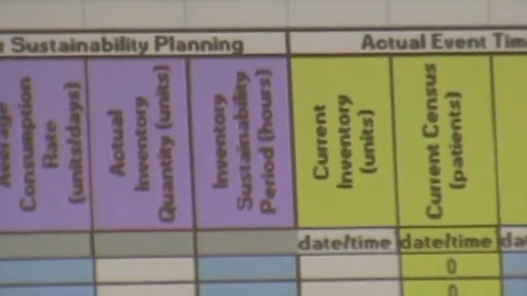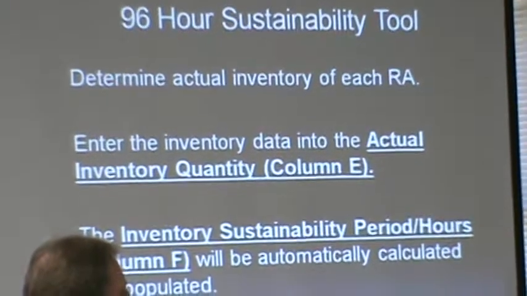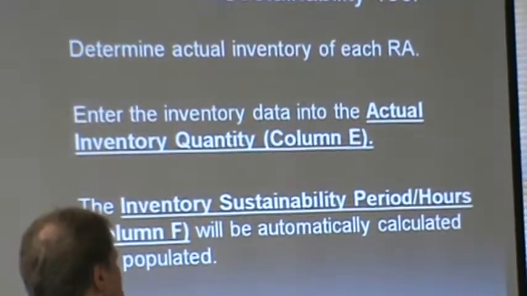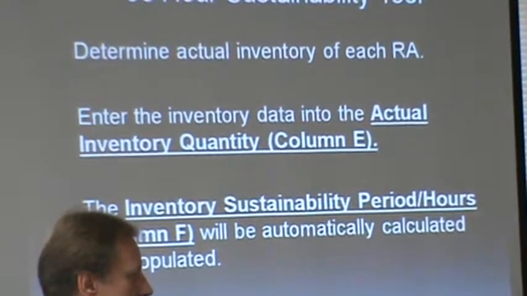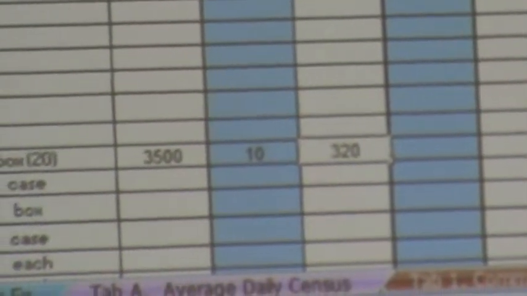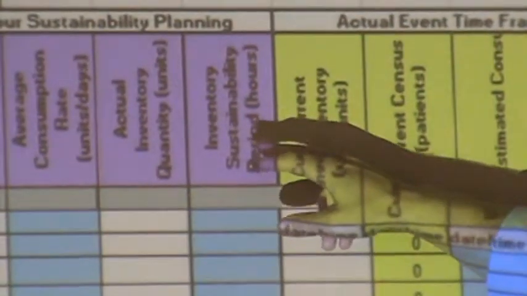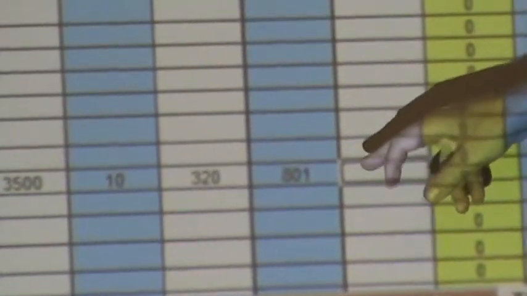Next slide. All right, so now we've got to take our actual inventory data. And the actual inventory for those N95s, when did you do that? You counted those yesterday? Sure. Our actual inventory at Albany Med yesterday was 320 boxes of those. So we put that in there, and it'll calculate for you the inventory sustainability period in hours. And they can hold out for 801 hours with those N95 masks.